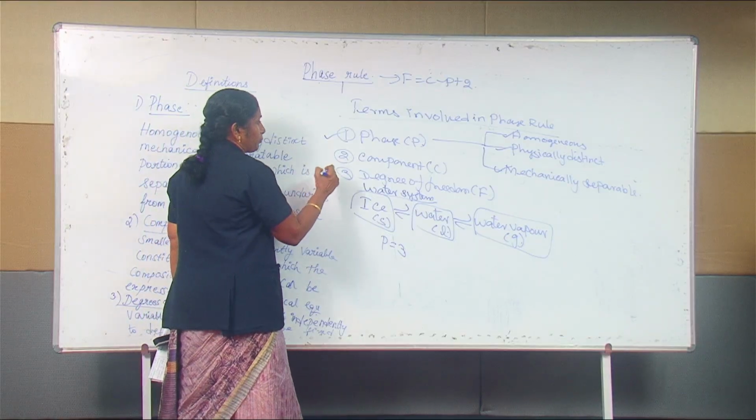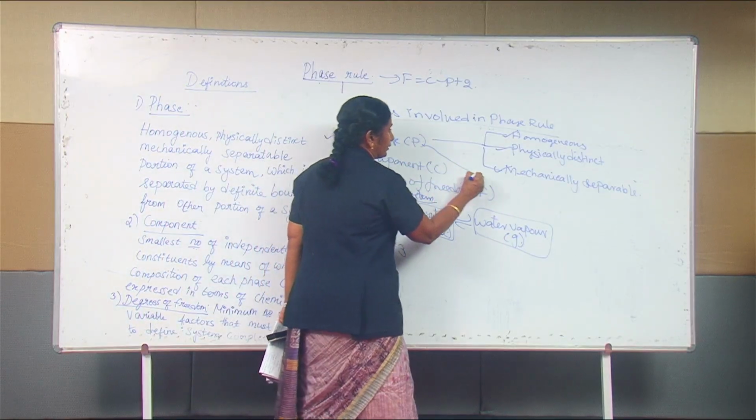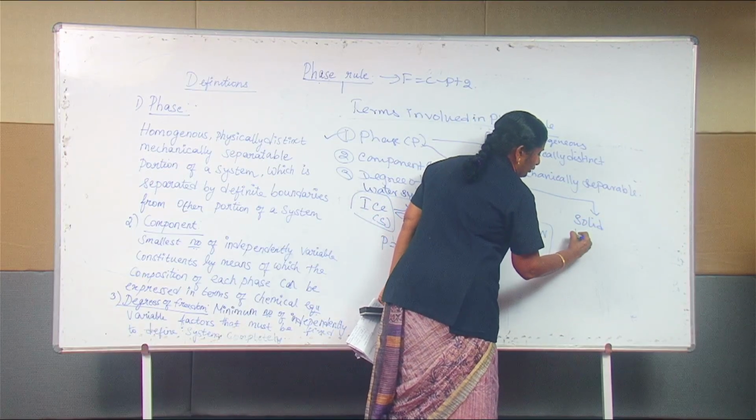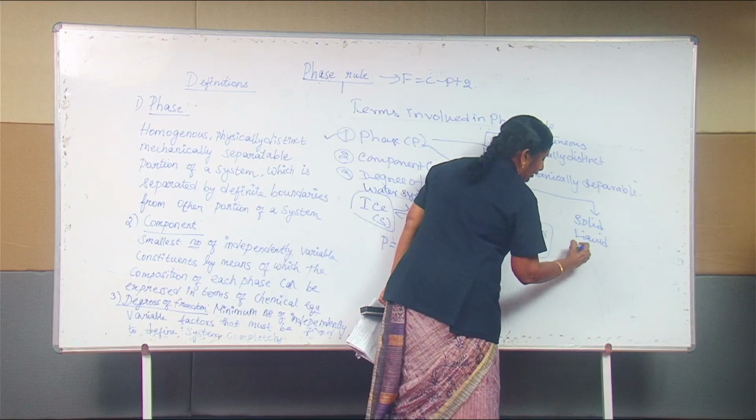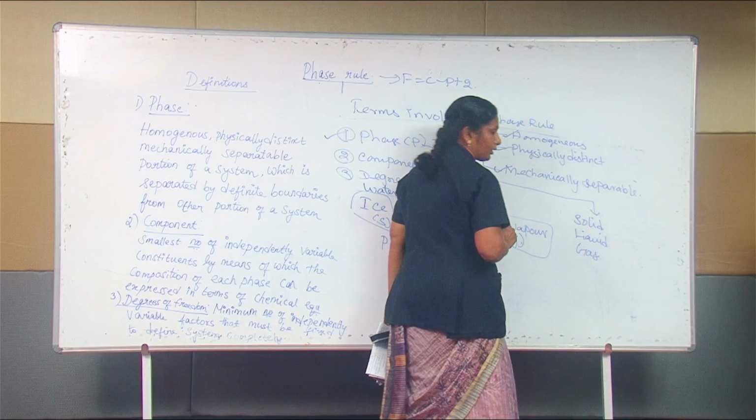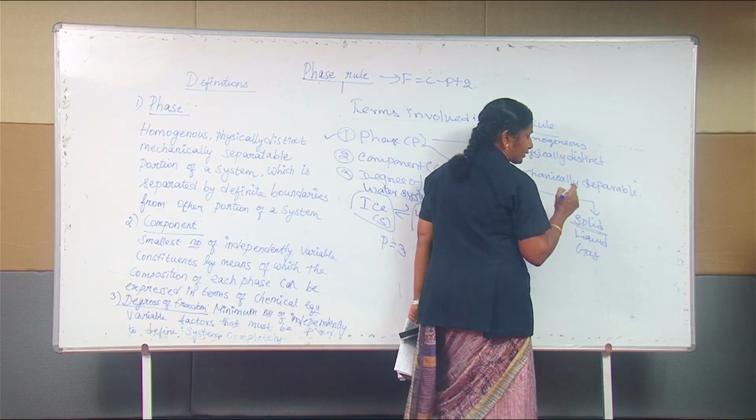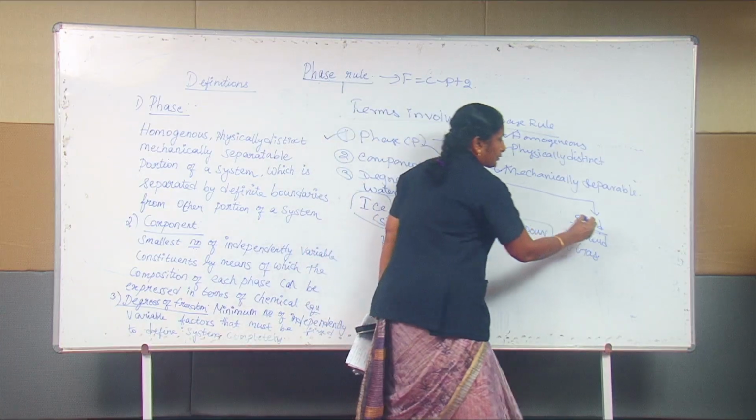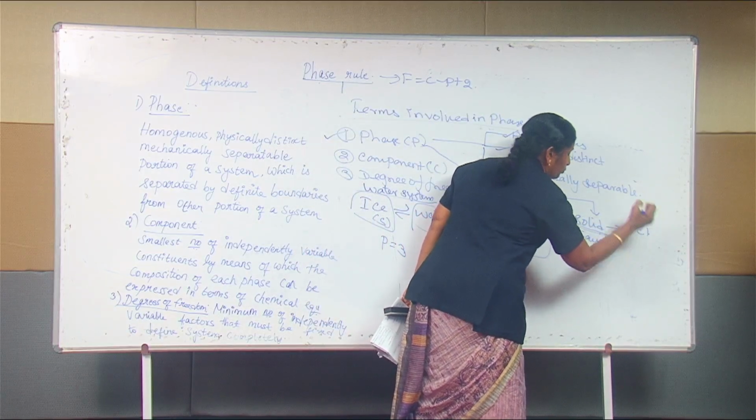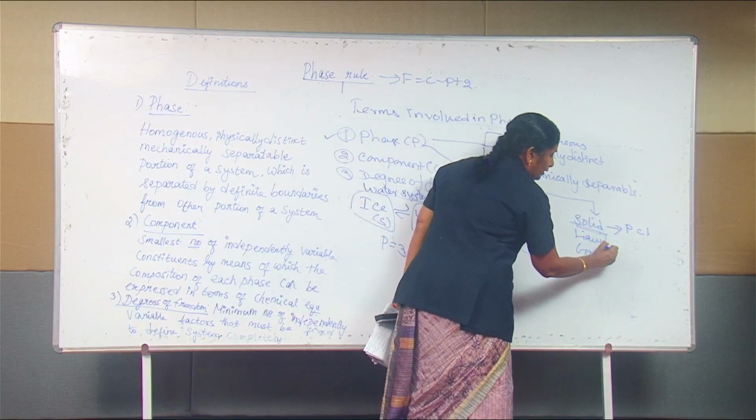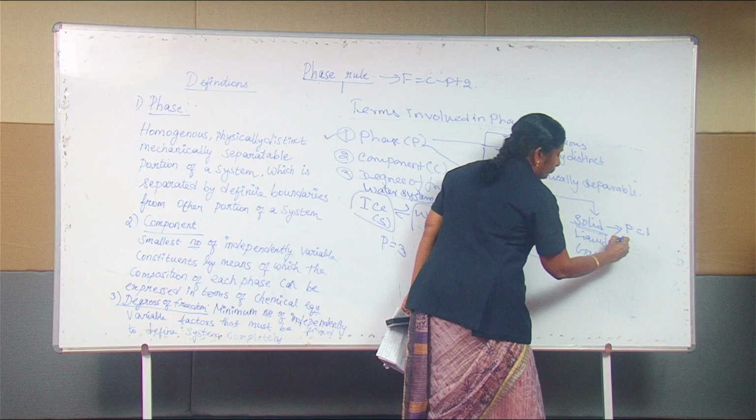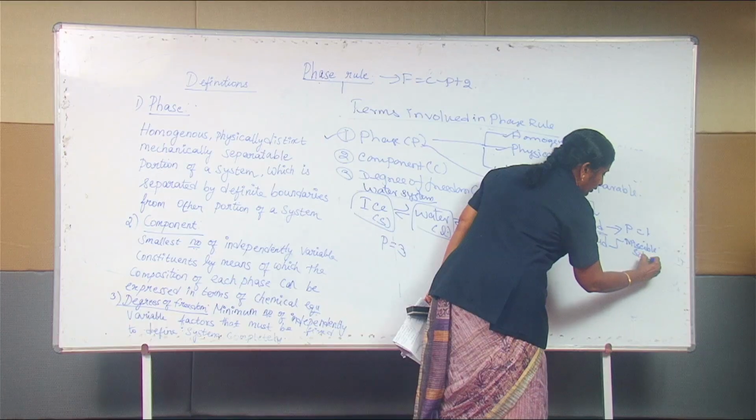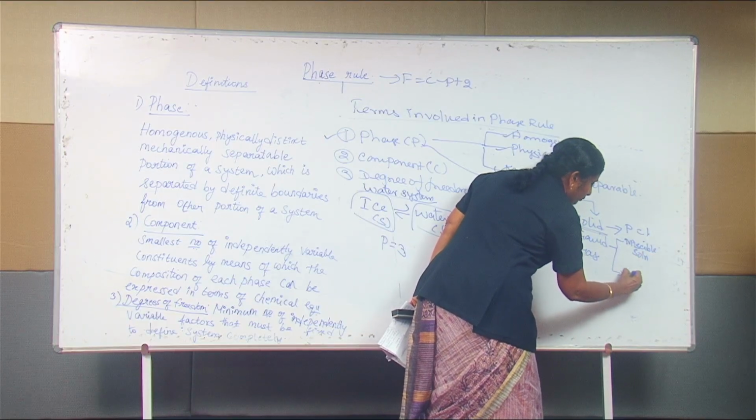Our next one, the phases are classified into three types: solid, liquid, and gas. In the solid, each solid is considered to be a single phase. The phase is equal to 1. And in the liquid state, there are two things here: one is a miscible solution, and another one is an immiscible solution.